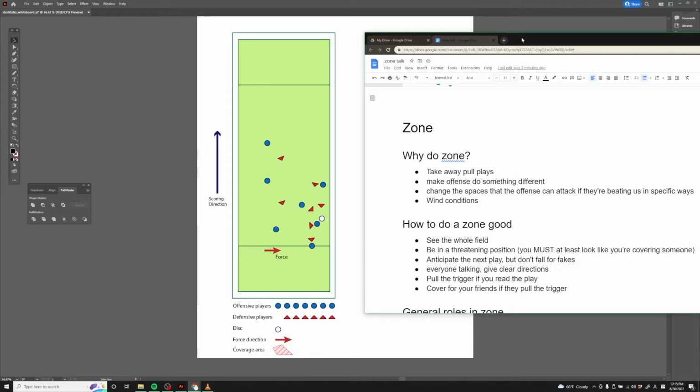There are a lot of different ways to run it, there are a lot of different considerations. Every zone, even if it might be the same formation, is run a little bit differently by every team. You'll have to adapt it to the ways that the offense is scoring and what their looks are, what they're generally throwing to, cutting to. So, you know, add your own flavor to what I'm about to say.